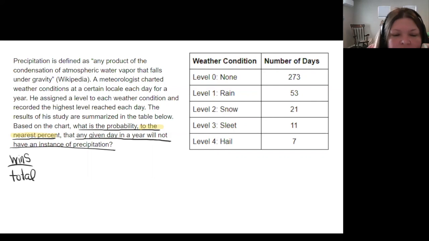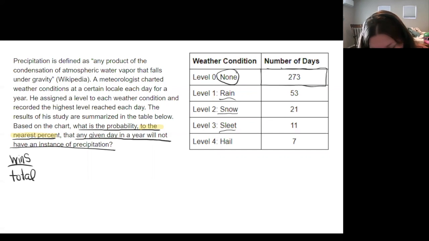The win. So I'm looking for the probability that any given day in a year will not have an instance of precipitation. Okay, you guys, how many days a year do not have an instance of precipitation? 273. Why'd you choose that number? It doesn't say over there not an instance of precipitation. What made you choose that number, Amy? Because it says level 0, none. None. Yeah, rain, snow, sleet, or hail. Yeah, it's in different forms, but it's all water. And so none, 273. Okay, we'll choose that.